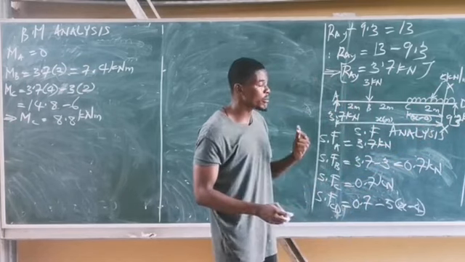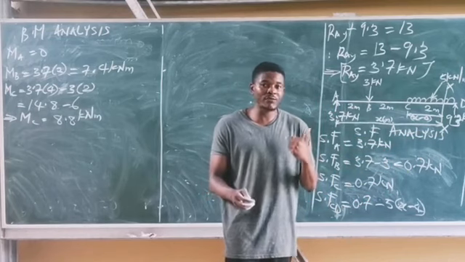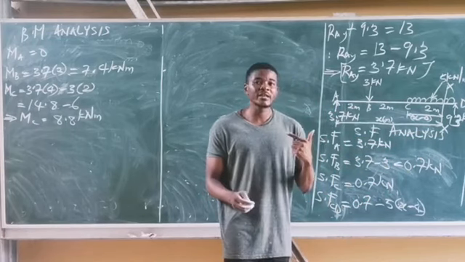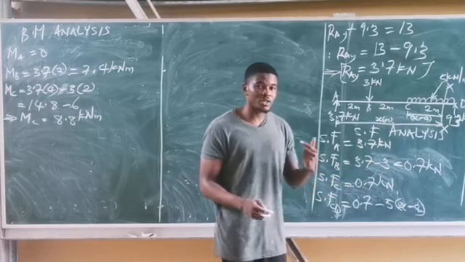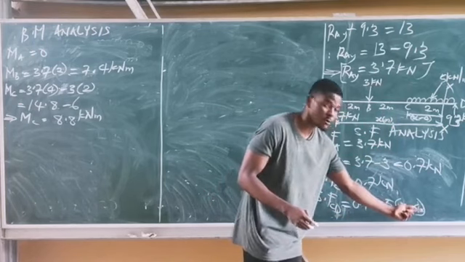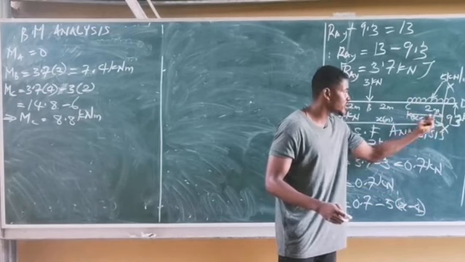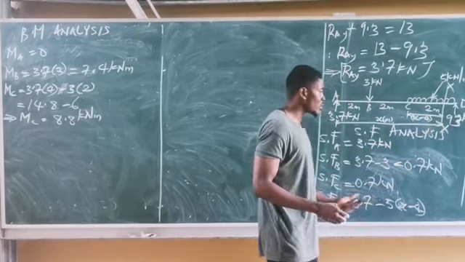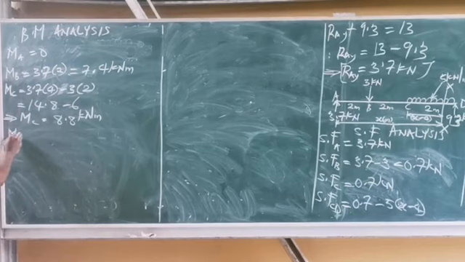And you know that moment is force times distance. So the first thing we have to do is obtain the force of the UDL. And of course, the force of the UDL has been established to be 5 times x minus 4, which is the intensity of the UDL times the distance covered by the UDL, in this case x minus 4.